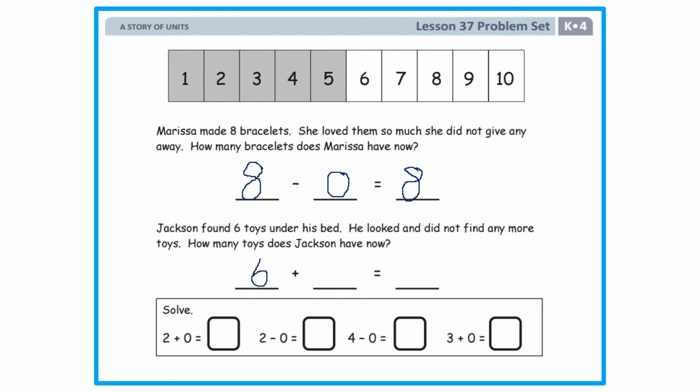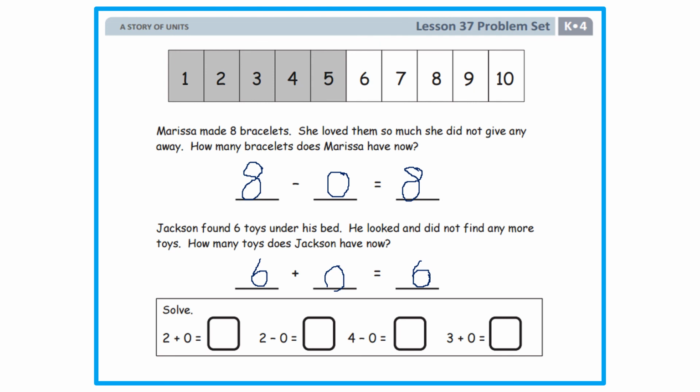He looked and looked and looked because he wanted to find more toys, but guess what? He didn't find any. That's all he had. So did he find any toys? No, he did not. What's the number for nothing? 0. Good job. 6 plus 0 equals 6. Good practice, guys. All right, now we're going to solve these problems.